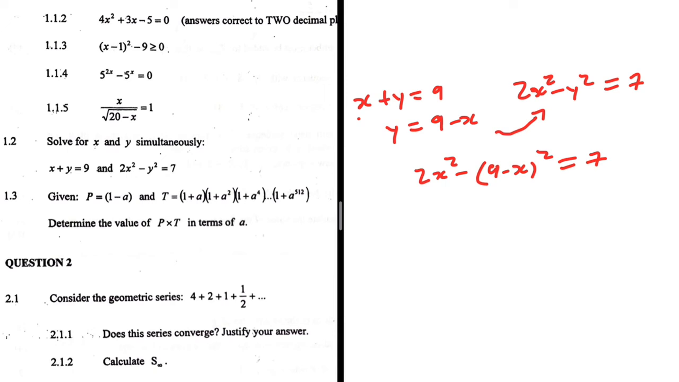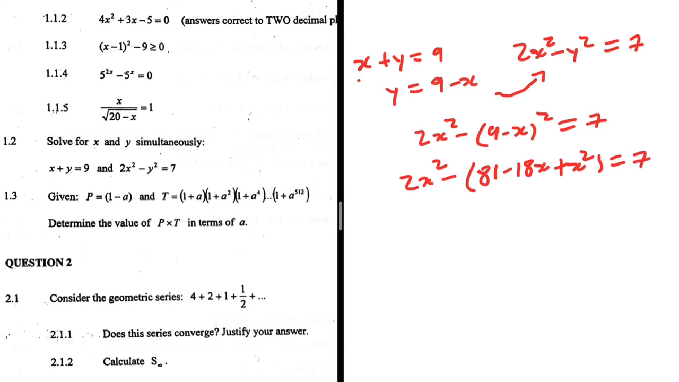So 2x squared minus. So what is 9 multiplied by 9? That is 81. 9 multiplied by minus x, you multiply that by 2, you get minus 18x. And then minus x multiplied by minus x, that is plus x squared. This is all equal to 7.